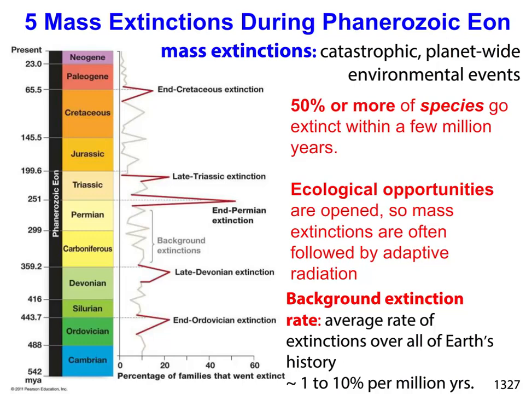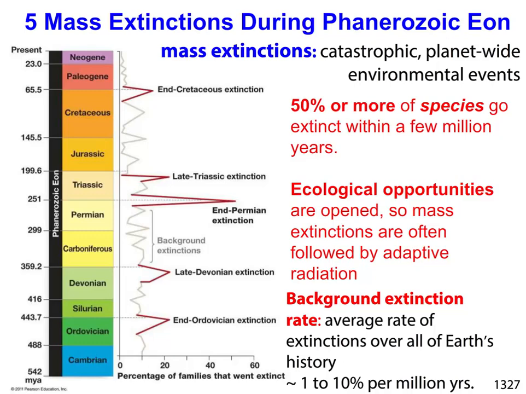Now, we also know, according to the fossil record, that there are 5 mass extinction events during the time period of Earth's existence. A mass extinction is when you have some sort of catastrophic planet-wide environmental event, and 50% or more of your species have to go extinct. When this happens, you can get ecological opportunities opened up, so generally, these tend to be followed by rapid adaptive radiation. Now, this compares to what's called a background extinction rate, which is basically just the average rate of extinctions over all of Earth's history. And what this is meant to show here is approximately when these 1, 2, 3, 4, 5 mass extinctions took place.